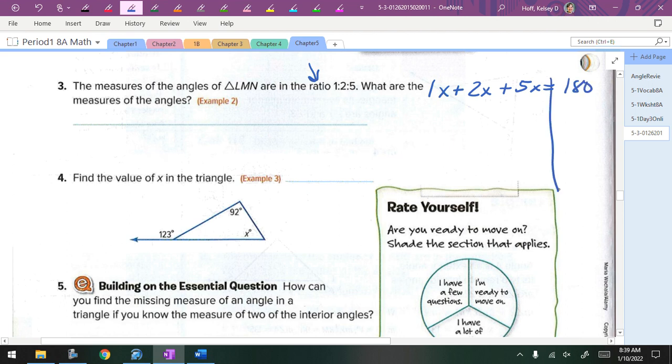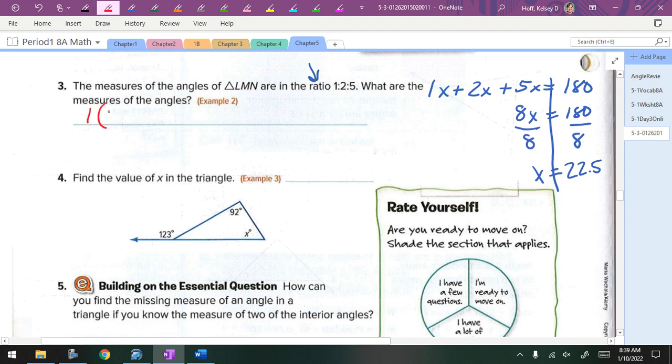What should I do next? Add them all together. 1 plus 2 is 3 plus 5 is 8x equals 180. Then I divide by 8. And everybody goes, oh, I think we screwed up, Miss Hoff, because it's a decimal. It's okay if it's a decimal. You said 22.5, right? Okay, 22.5. Now, am I done? No, what do I do now?